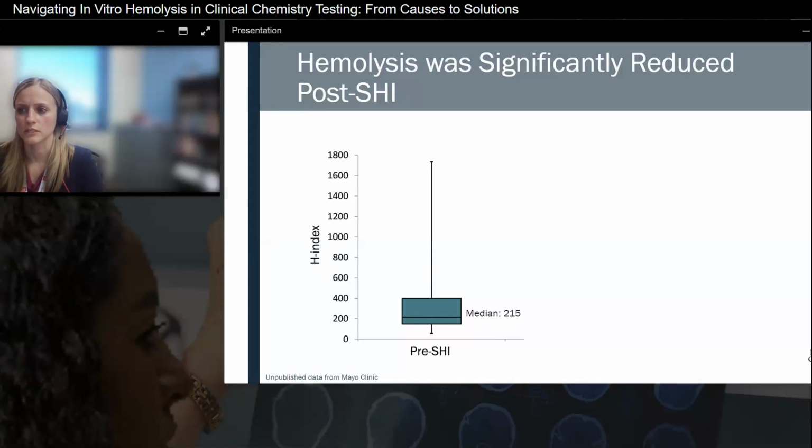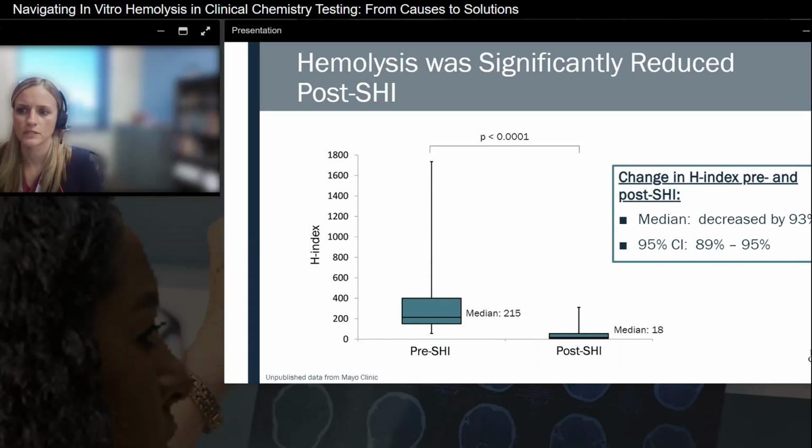So after the implementation of special handling instructions, hemolysis was significantly reduced. On this plot, we show that pre-special handling instructions, the H-index varies from approximately 55 to 1,700, with a median H-index of 215. Post-special handling instructions, the range of H-indices is much less at 0 to approximately 350, with a median H-index of just 18. The median percent decrease pre and post special handling instructions was 93%. This decrease was shown to be significantly different.